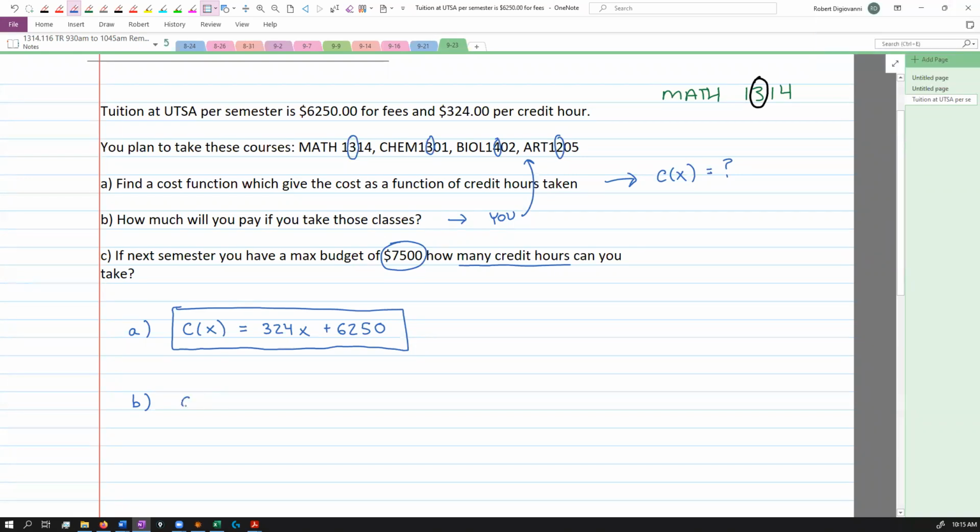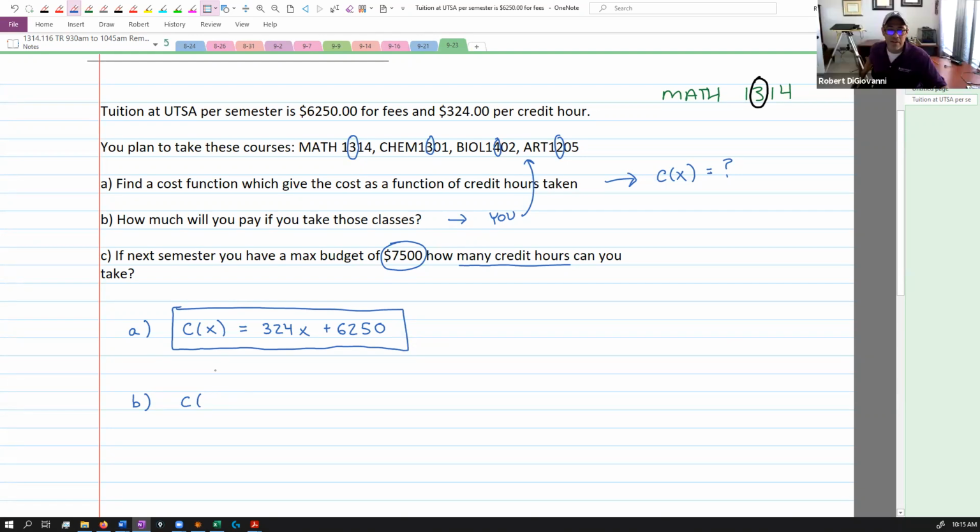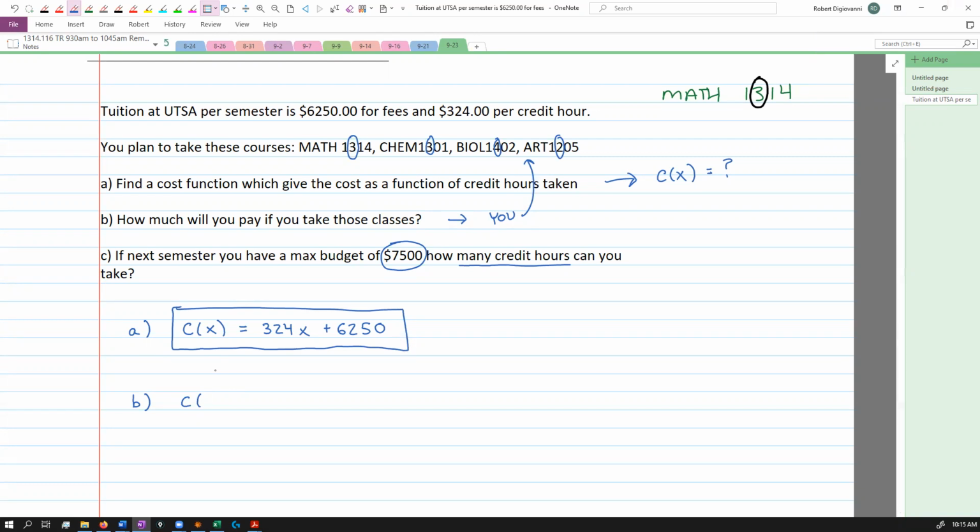So that means 12 times... Our group totally missed that step. We just thought, oh, it's 4 classes. Yeah, it's always based on the credit hours. So that's why you take 12 times the 324.